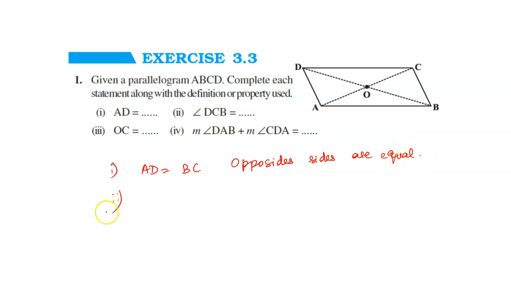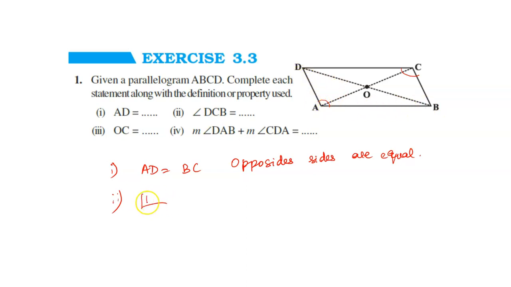And then what about the second question, angle DCB? This is the angle DCB, so the middle value we have to consider. Whenever this angle is considered, we have a property called opposite angles. Opposite angles are equal. So DCB is equal to DAB, right? So opposite angles are equal.